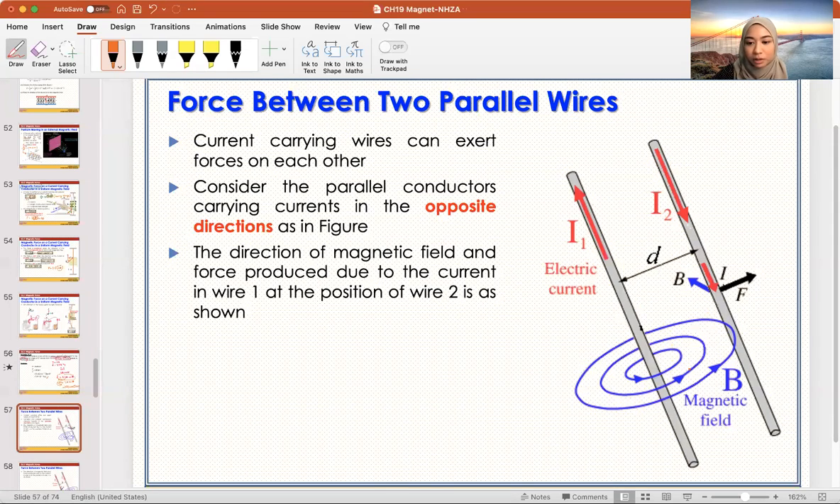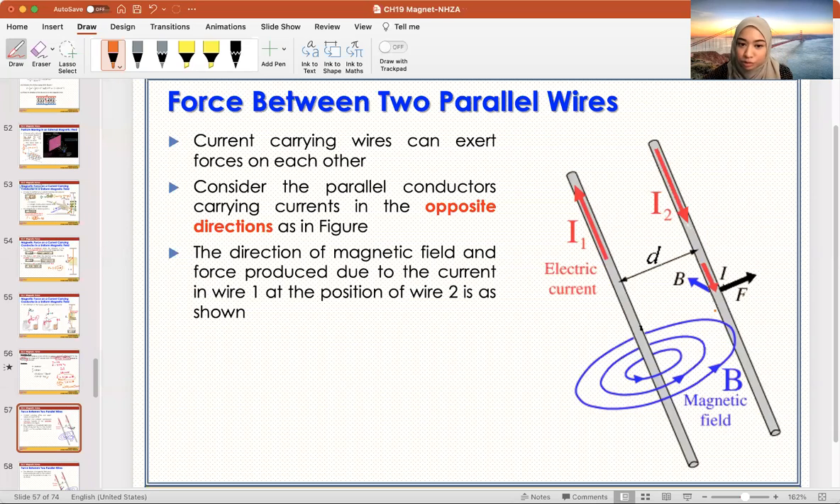So we have a straight wire conductor over here. I want to know what my magnetic field is. My I is going slightly slanted. So my B is going anti-clockwise, right?